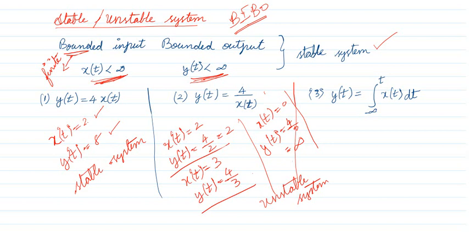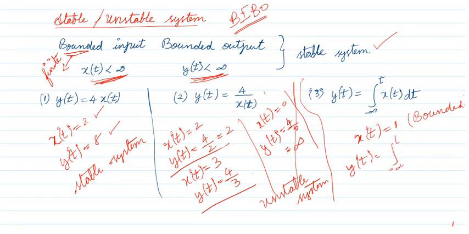Let us go into the third example. Output is equal to the integral of x of t dt, where I am integrating from minus infinity to t. Let us take x of t equal to 1. Is it bounded? Yes, 1 is less than infinite. What happens when I integrate 1 dt from minus infinity to t? It is t, with limits minus infinity to t, so it is t minus of minus infinite, t plus infinite. So the answer is infinite. We gave a bounded input, but since the time is from minus infinity to t, the output becomes infinite. So it is an unbounded output, and the third one is also an unstable system.